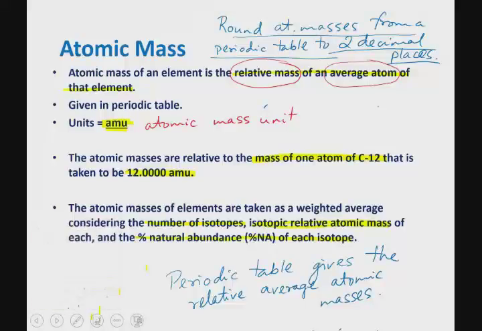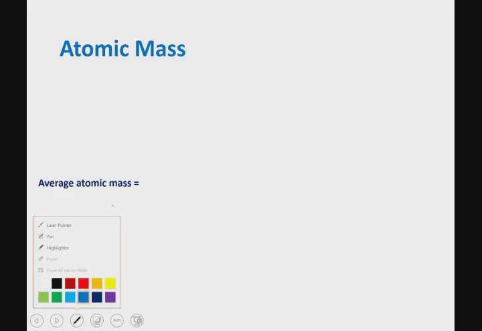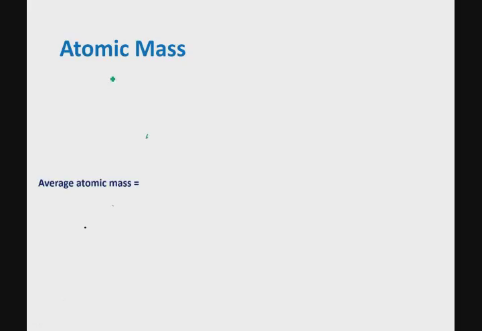Okay, so let's see if we can calculate the relative atomic masses of the elements that are available in the periodic table. What formula do we use? Before we do that, I want to highlight that in order to calculate the relative average atomic mass of an element, we need to know three things. Number one, the number of isotopes of that element that are in nature. We also need to know the percent natural abundance of each isotope.